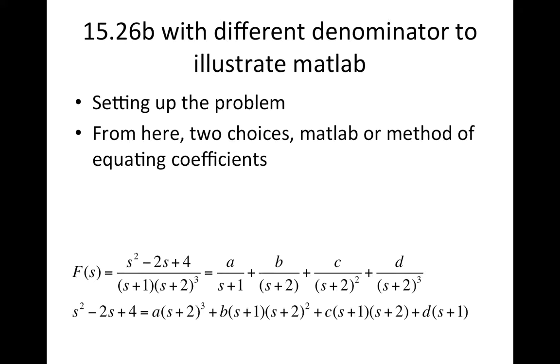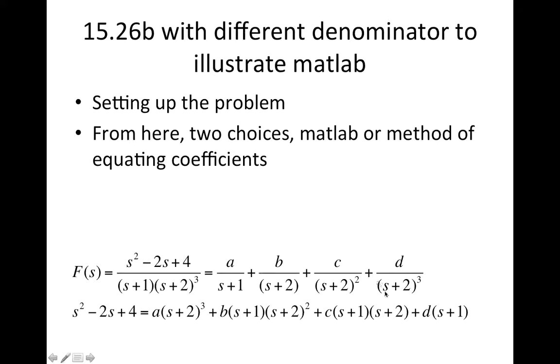Now, before I go any further, the first thing you check is that the polynomial in the numerator is of lower order than the polynomial in the denominator, and it is. The polynomial in the denominator would be fourth order if I were to multiply it all out, and the polynomial in the numerator is second order. So that tells me that it's okay to proceed with my partial fraction expansion. So here's what that would look like.